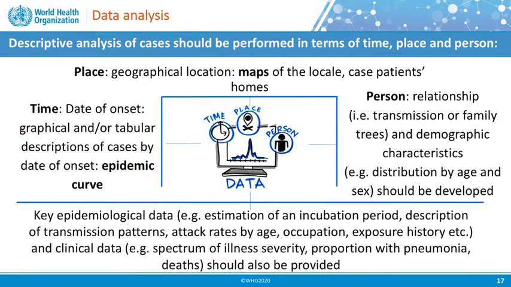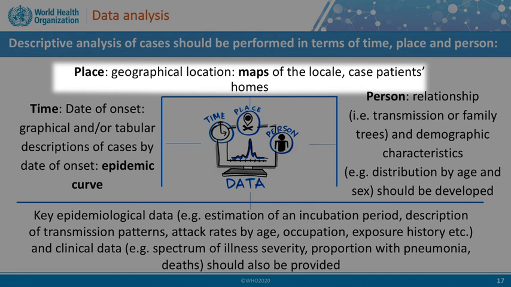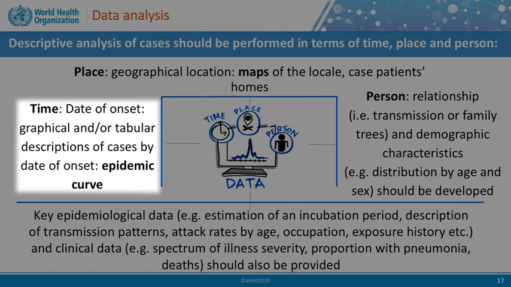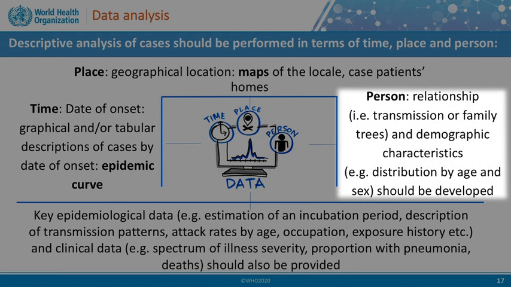Descriptive analyses of the data that you collect from these cases should be performed looking at time, person, and place. What we mean by place is the geographic location of where these cases have been identified. Create maps looking at where individuals either reside or where those individuals have been. Time: what are the dates of symptom onset of the cases that have been identified? Graph this or put it in tables so that you can better describe the progression of cases identified over time, and create an epidemic curve. Person: what are the relationships and the demographic characteristics between the patients that are identified?